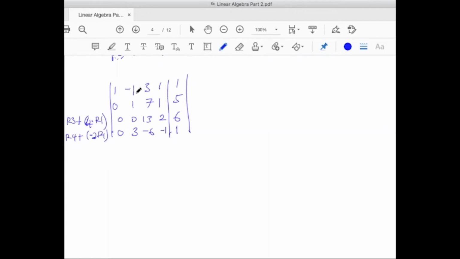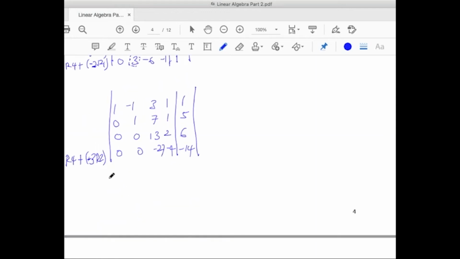Alright, next we got 0, that's fine, so we move to another column. -1 is fine, it's a number, we don't need to convert. Then we need to convert 3 to become 0. We take row 4 plus row 2, but we need to multiply row 2 by -3. So that will give us, okay, and the rest of the rows we just write back because we didn't do anything on them.